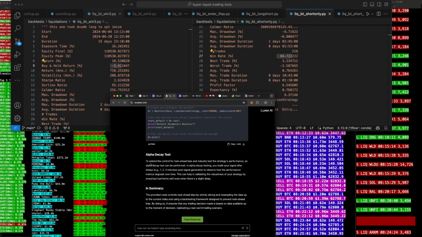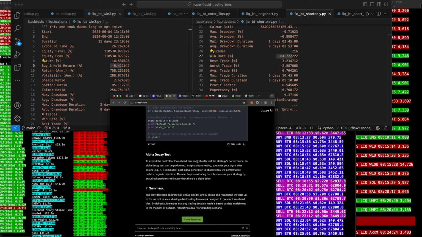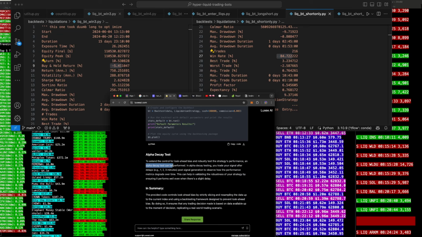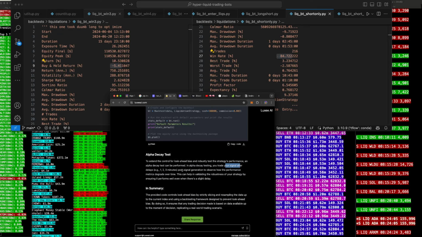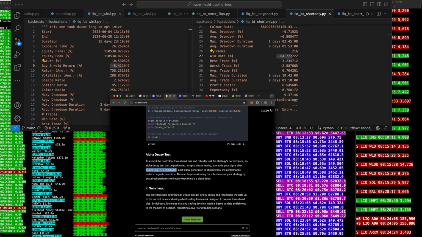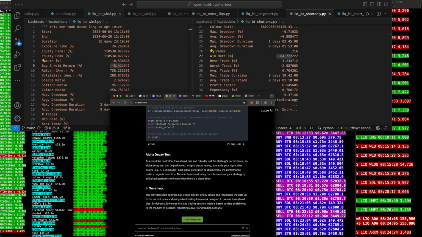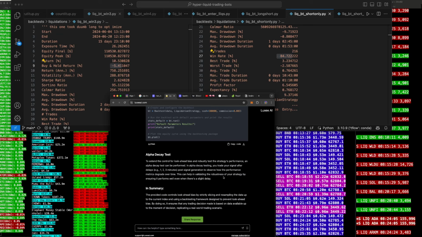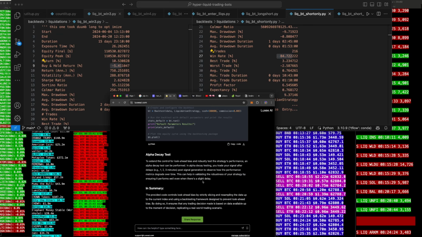Alpha decay test. To extend the control for look-ahead bias and robustly test the strategy's performance, an alpha decay test can be performed. In alpha decay testing, you trade your signal after delays, e.g. 1-3 minutes post-signal generation, to observe how the performance metrics degrade over time. This can help in validating the robustness of your strategy by ensuring it performs well even when there's a slight delay.